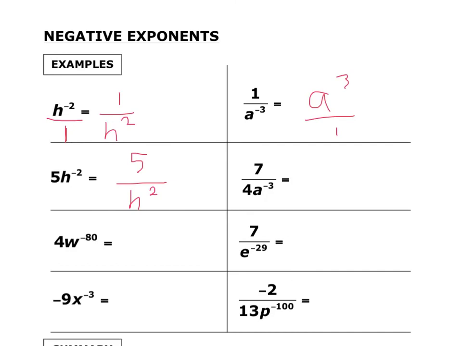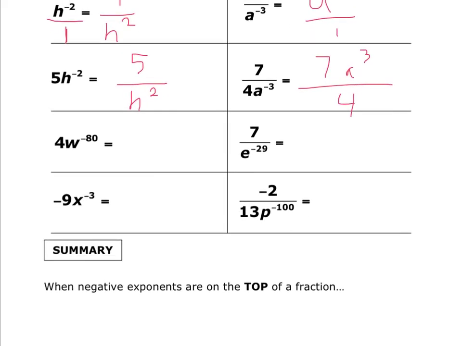Let's try the next one. You're leaving everything alone except for the variable and its negative exponent. So 7 stays upstairs, a comes upstairs and changes the sign, and the 4 stays downstairs. Let's try a few more. We have 4w to the negative 80. Instead of being in the numerator, we'll send him to the denominator, and the 4 stays up top. Easy as that. And the next one, we're going to send the exponent in the denominator to the numerator. Everything else stays where it is.